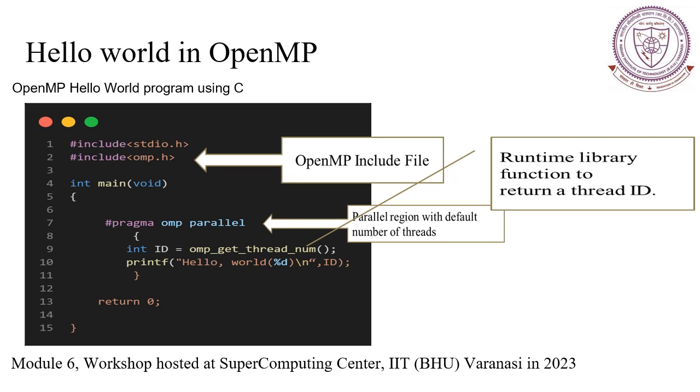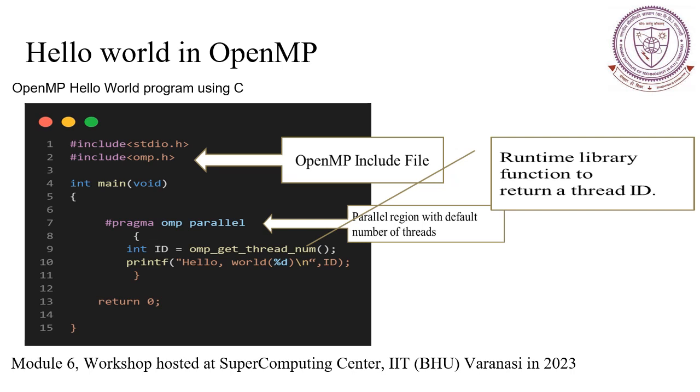Let's walk through a simple Hello World program which is implemented with OpenMP, a parallel programming API. This program serves as an introductory example to demonstrate the basic use of OpenMP directives. In this program, we start by including the necessary header file stdio.h for input-output operations and omp.h for OpenMP functions and directives. The main function is the entry point of our program.